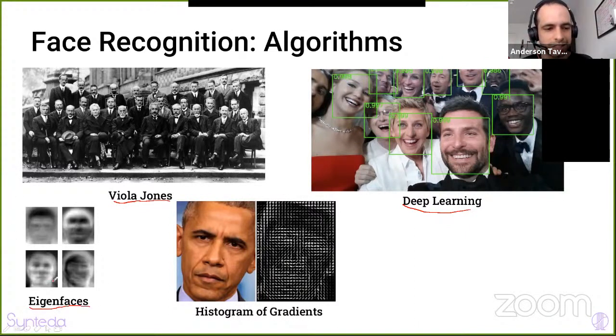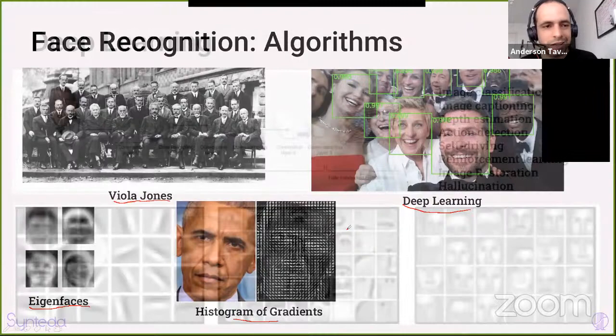And there are some algorithms like deep learning and Viola-Jones in the 2000s, and eigenfaces, which are faces that most represent a distribution of faces in the data set. So instead of comparing the whole data set, we compare just those eigenfaces. And the histogram of gradients that we discussed before, we can use that to recognize faces as well.